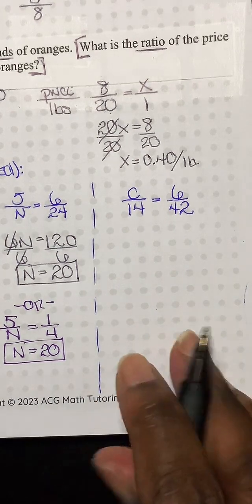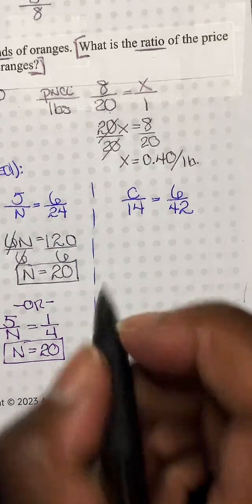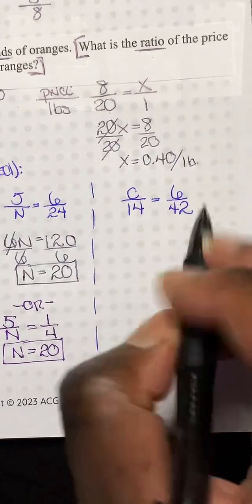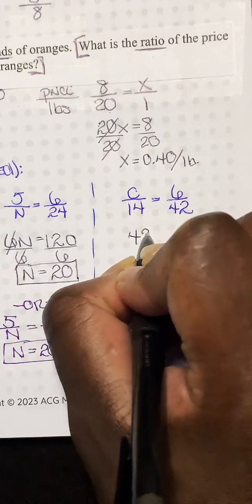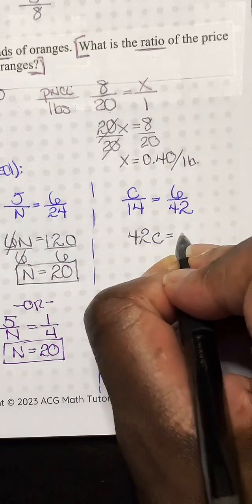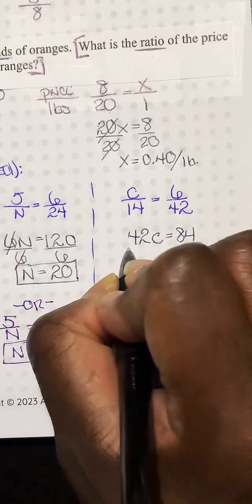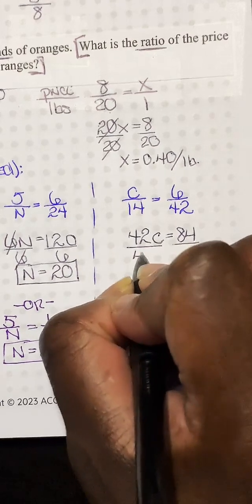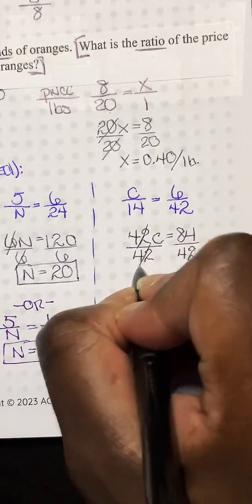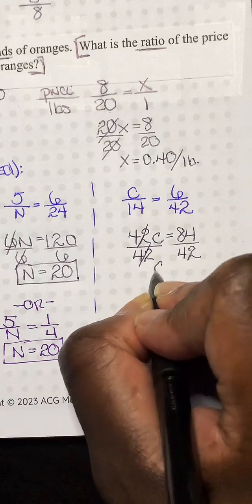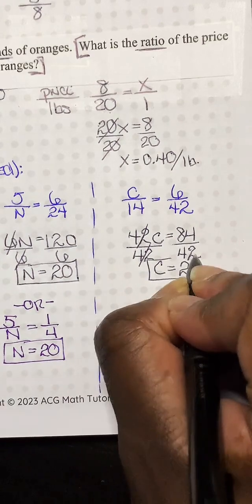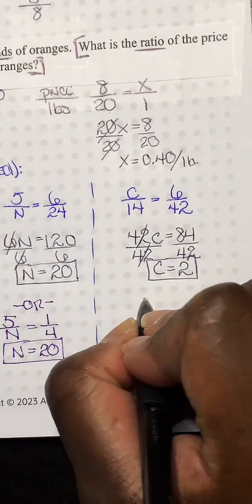All right. So I'm seeing a lot of answers of 2s. So if we wanted to, I'm going to show you both ways. Cross multiply. So you got your 42C, and this will be 84. If I divide both sides by 42, then I'll get C is equal to 2.